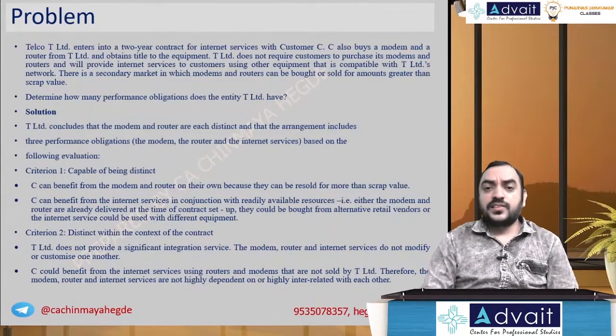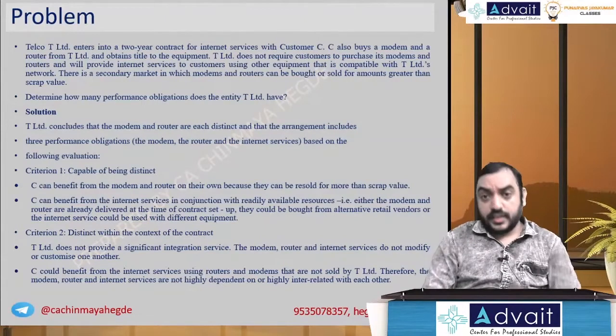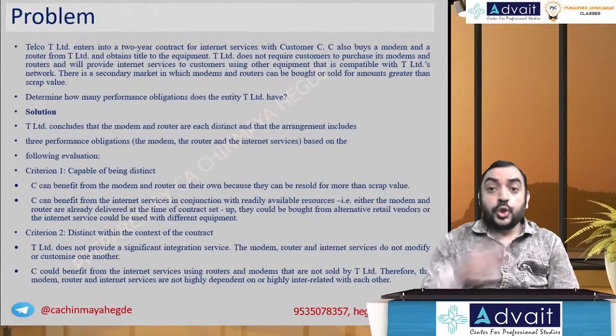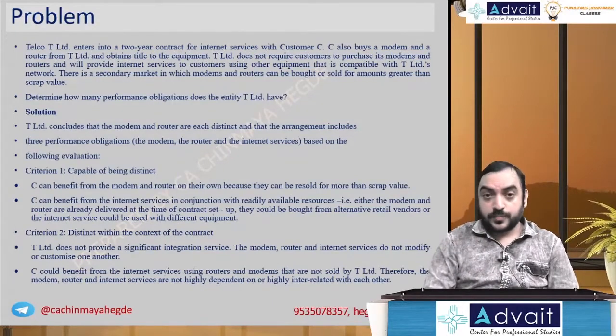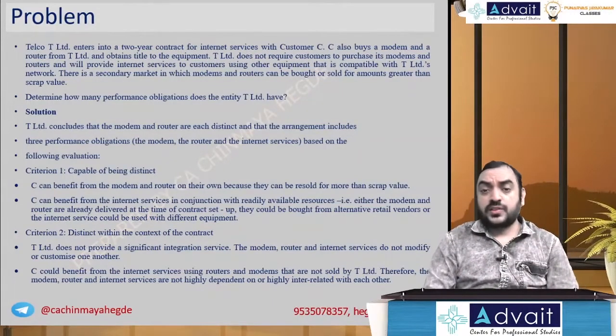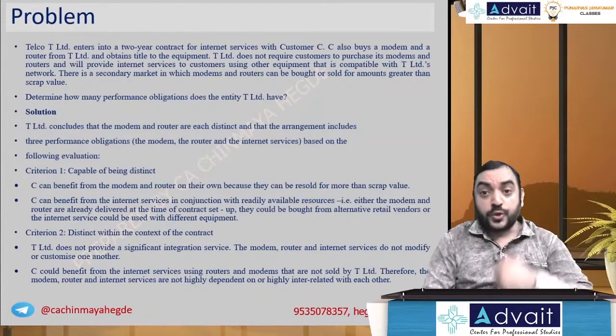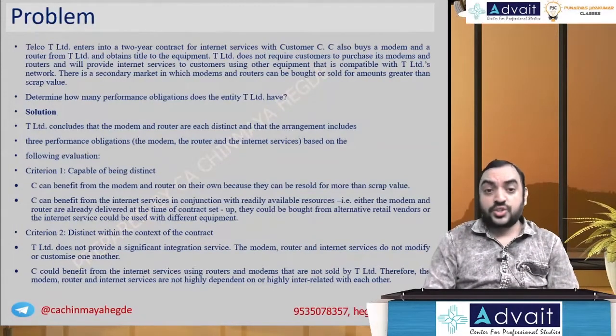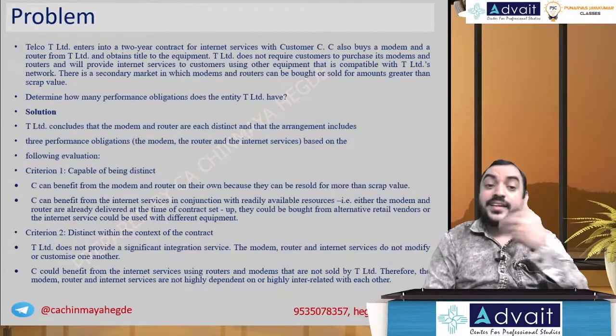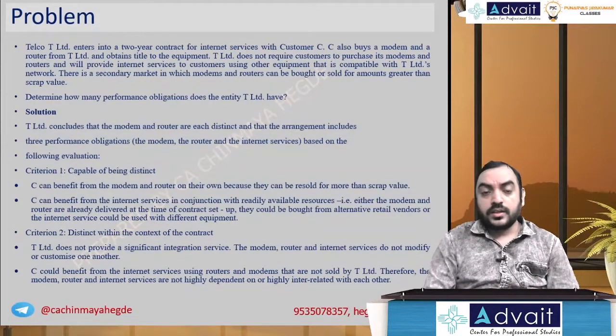So when T Limited is providing internet services, like Airtel Limited, Jio and all, in this example, they are telling you, you don't have to use our own modem, you don't have to use our own routers. Customers can purchase from us, but we don't restrict that you have to use our products only. There is a secondary market in which modems and routers can be bought or sold for an amount greater than scrap value. Determine how many performance obligations the entity T has.